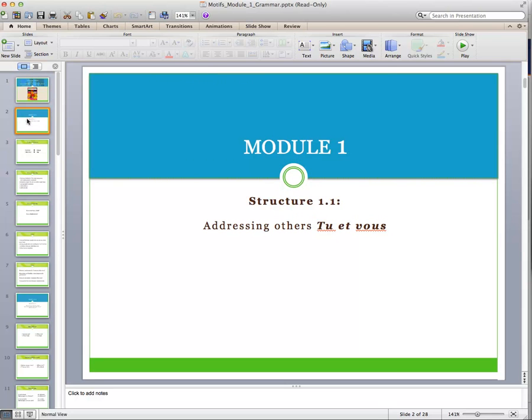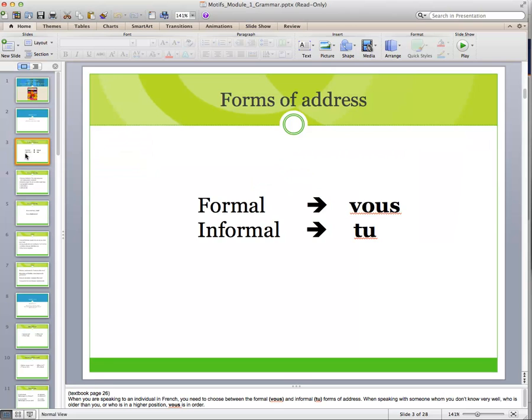This week, we'll be looking at structure 1.1. The grammar point here is how to address others. In French, there are two ways to talk to other people. One is formal, one is informal.